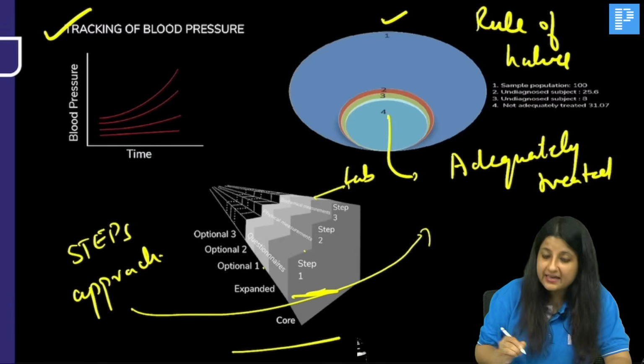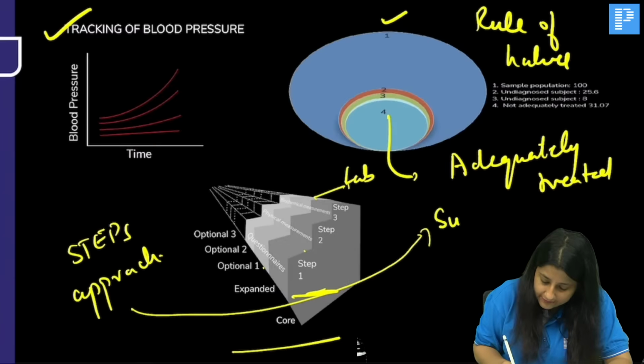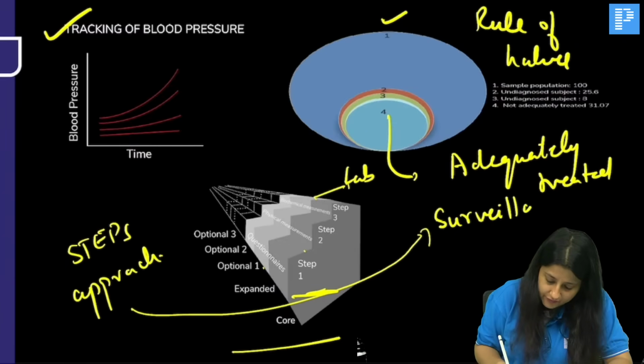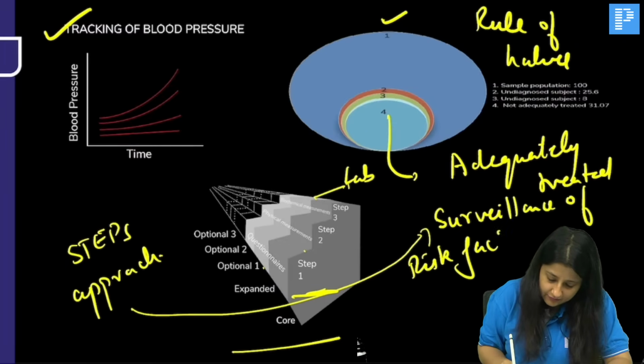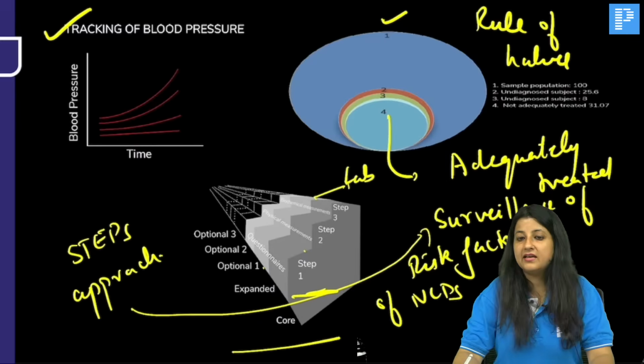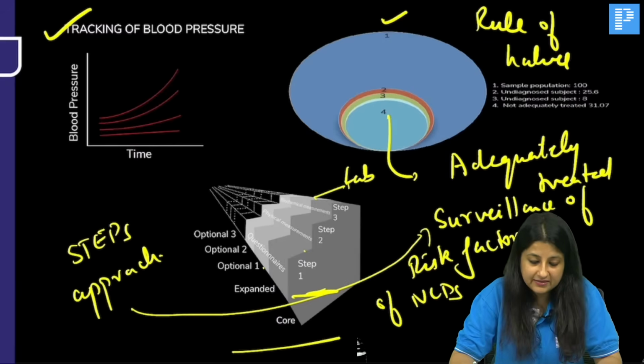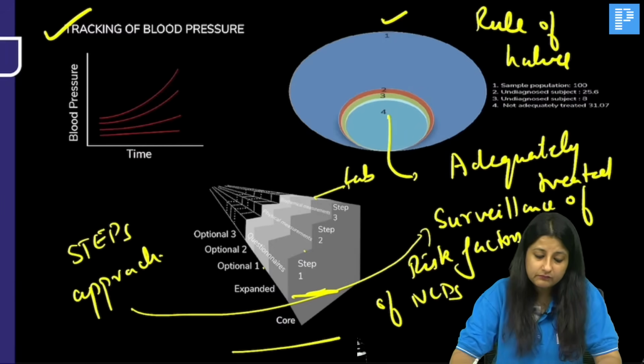Basically, a question comes up: what is the STEPS approach meant for? Treatment and management? No. This is surveillance of risk factors of NCDs. Remember, it is not for therapeutic management or anything. It is meant for surveillance of risk factors of NCDs. STEPS approach. Okay? Chalo.